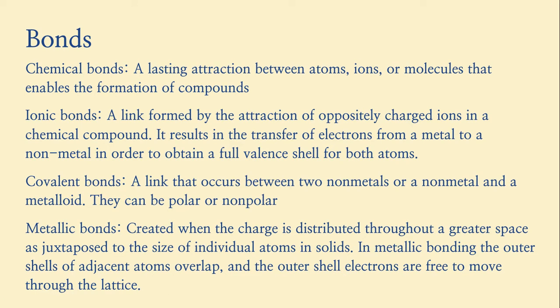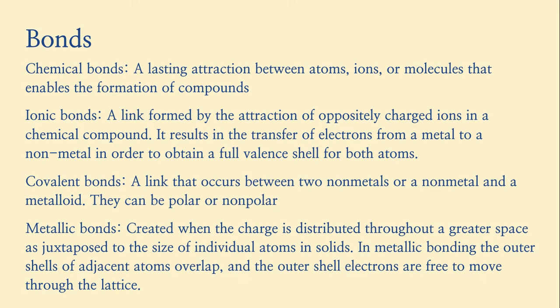Introduction to bonds. Chemical bonds are a lasting attraction between atoms, ions, or molecules that enables the formation of compounds. Ionic bonds are a link formed by the attraction of oppositely charged ions in a chemical compound. It results in the transfer of electrons from a metal to a nonmetal in order to obtain a full valence electron shell for both atoms.